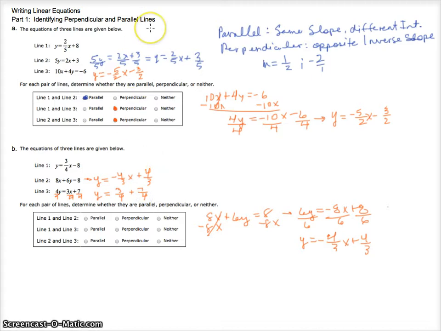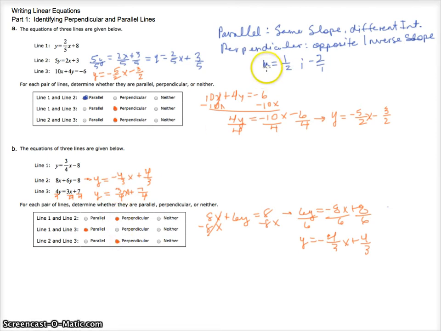Now I can compare my perpendicular and parallel properties. For line 1 and line 2, 3/4 and 4/3 are the opposite inverse, so they're perpendicular. From line 1 and line 3, they're the same. Should have an x, excuse me. Line 1 and line 3 have the same slope, so they're parallel. And line 2 and line 3, negative 4/3 and 3/4 are opposite inverse again, so they're perpendicular.